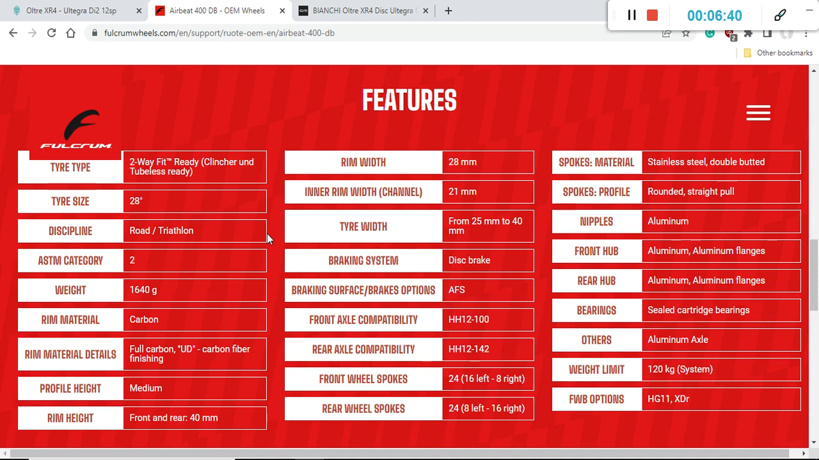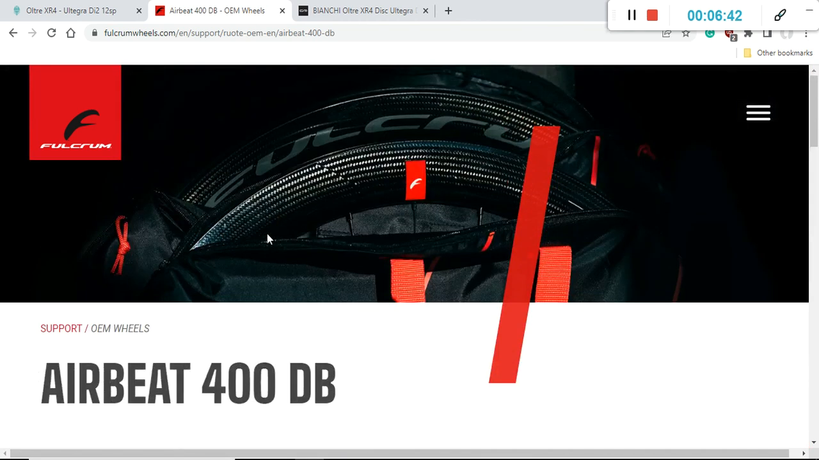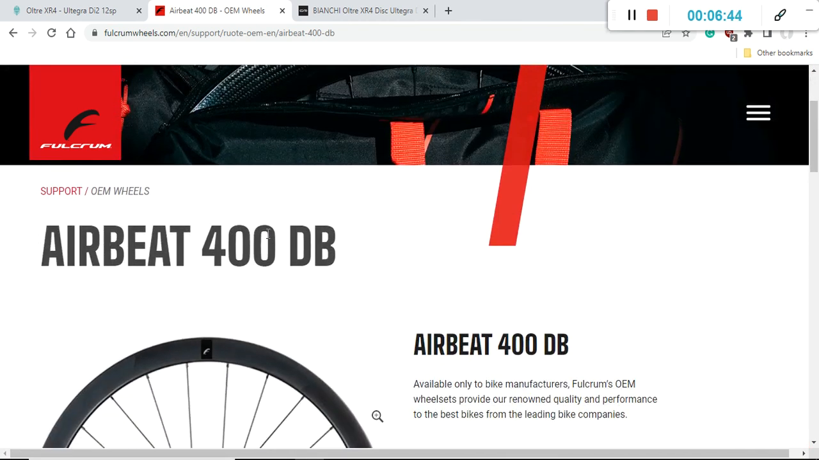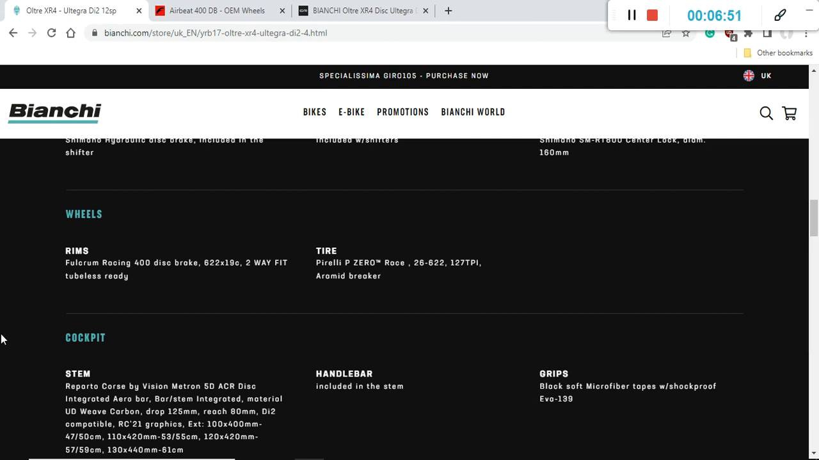The reason why I was mentioning this 400 DB wheelset is that Fulcrum also offers a Fulcrum 4 DB wheelset, which is an aluminium wheelset. So please make sure when you are buying this bike that it comes with the Fulcrum 400 DB wheelset, which should be a carbon fiber wheelset. I'm assuming that this is the case for this retail price of approximately 5,500 euros.